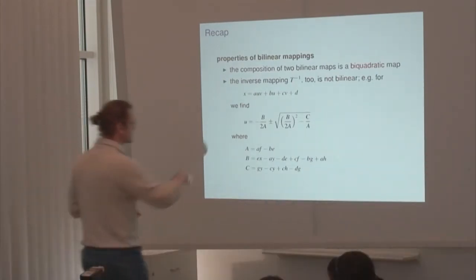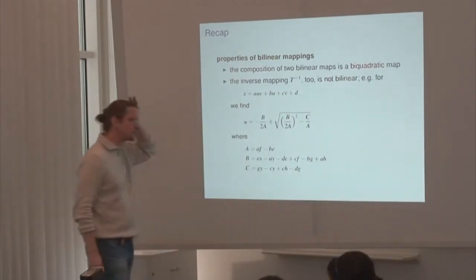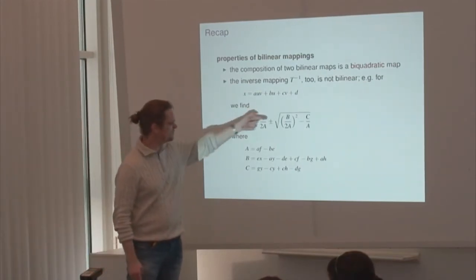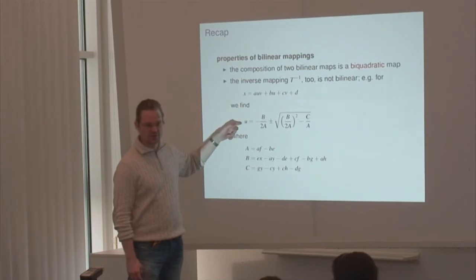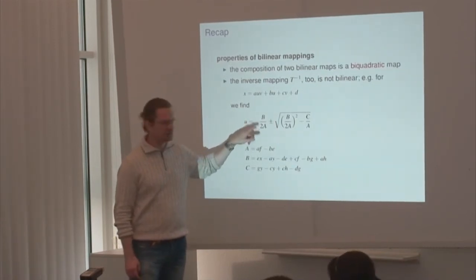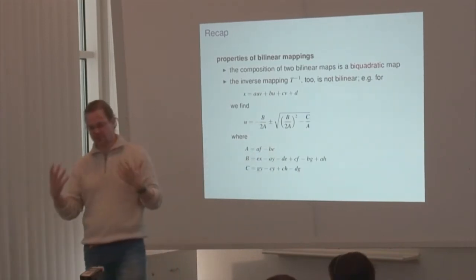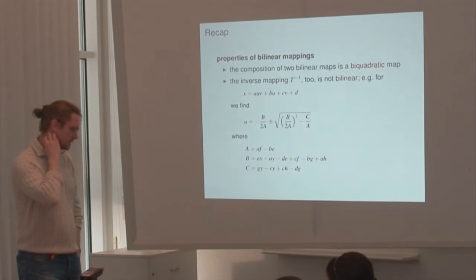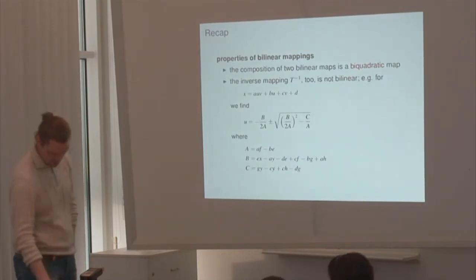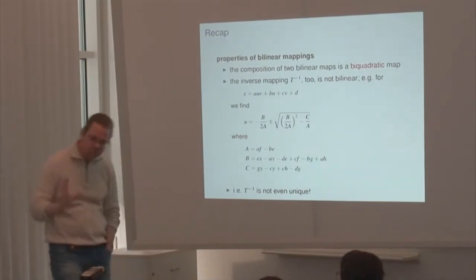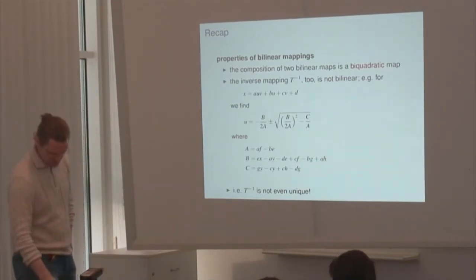So already the existence of the square root tells us it's not so manageable, and in addition we actually end up with two possible solutions for u, because we can either add this square root to this term in front of it, or we can subtract it. So there are actually two solutions for u if we want to go back, and that tells us that this inverse is not even unique. So somewhat of a special situation.